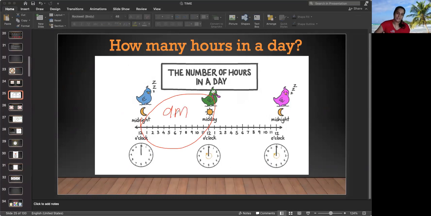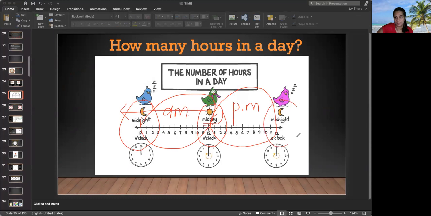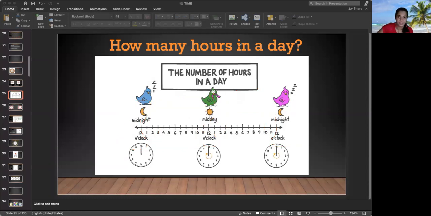AM stands for ante meridiem. It means before midday. Then the next 12 hours happens, and that's called PM, which is post meridiem, which means it's after midday. So midday is like the center point. Midnight is like the starting and the ending. So you have 12 hours AM and 12 hours PM, and that gives us 24 hours in a day.